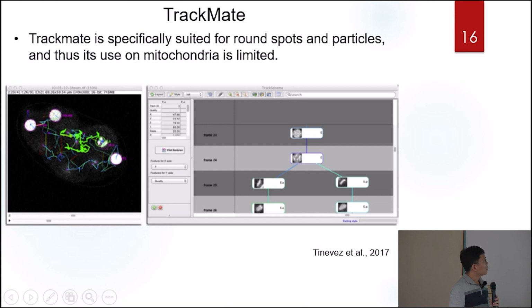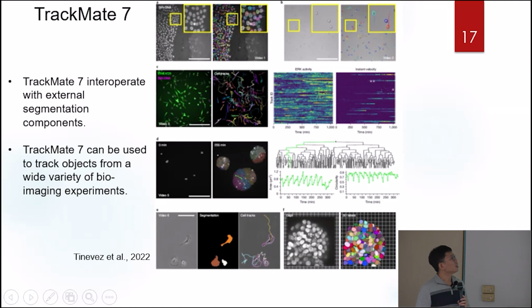But it's good. You can track the single object. But because mitochondria are more like a tubular form, it's not that good for mitochondria tracking. However, very recently, they developed a new version called TrackMate 7. And in this one, I think there is a lot of progress.